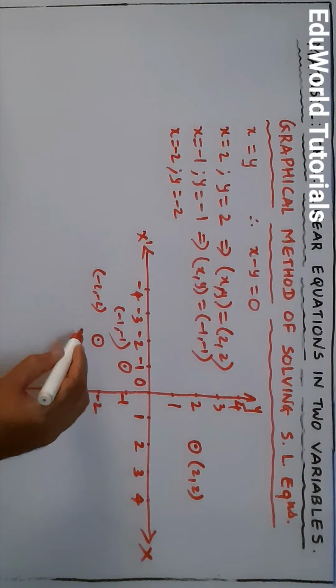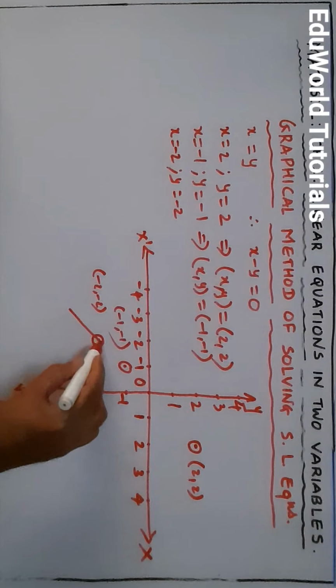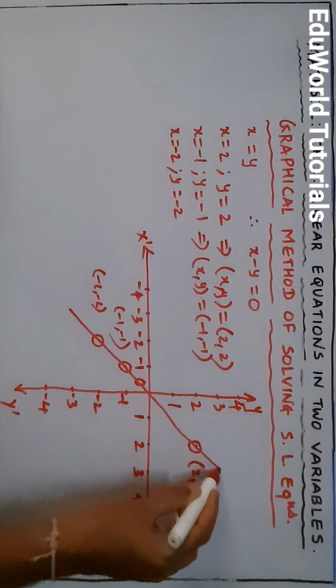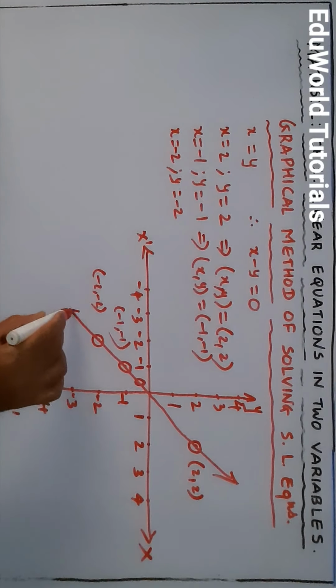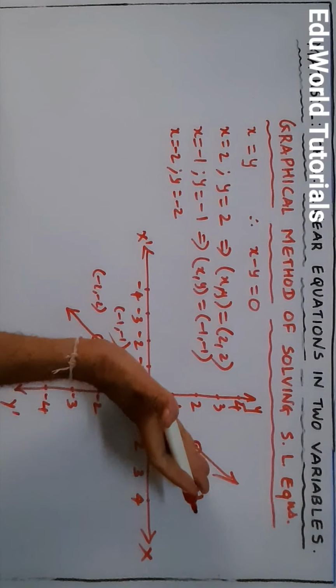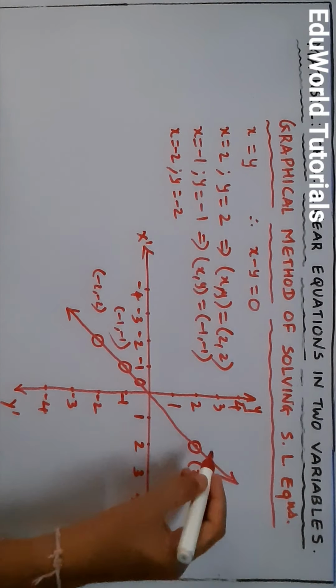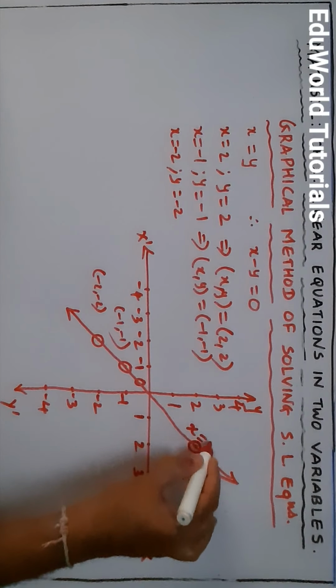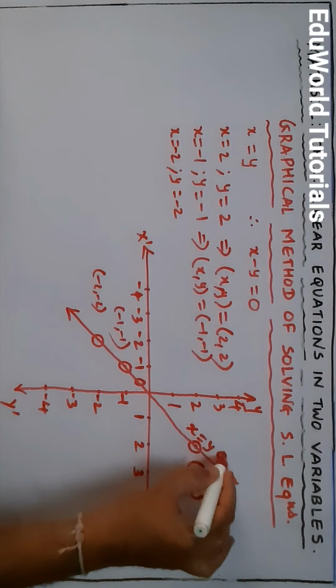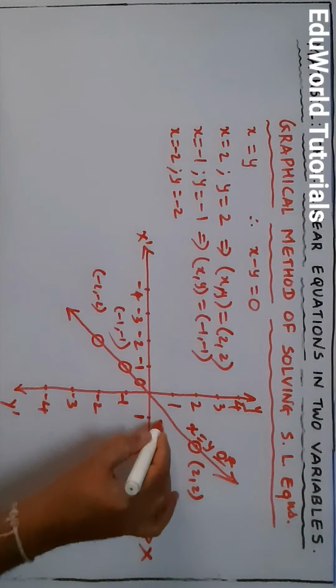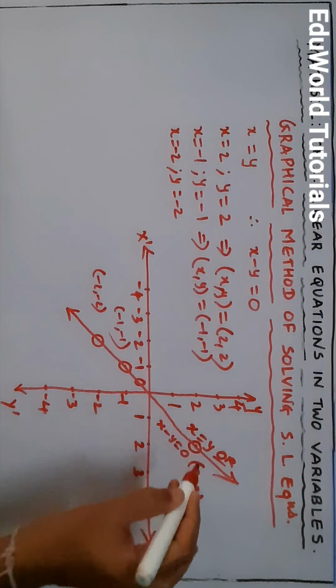So if I pass a line through all these points, it will be a line passing through the origin, and it will be a line making a 45-degree angle with the positive direction of the x-axis. And we write here x equal to y, or if you don't want to write this form, we can also write x minus y is equal to 0.